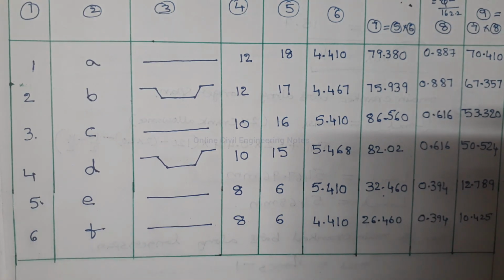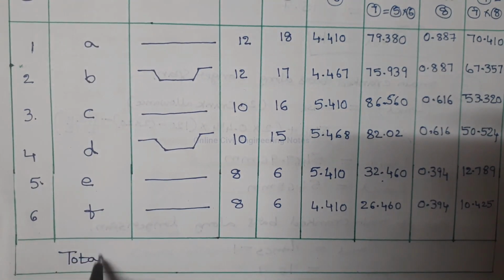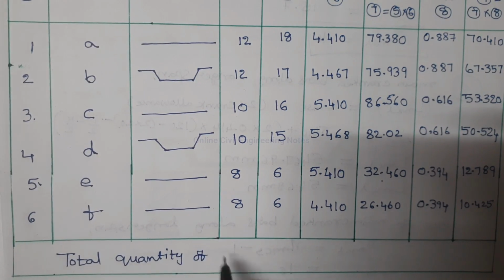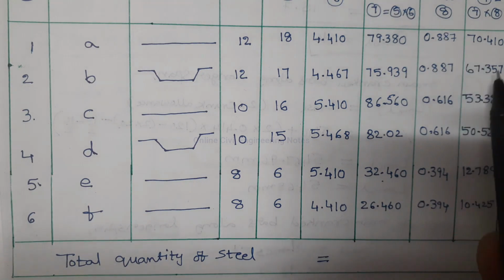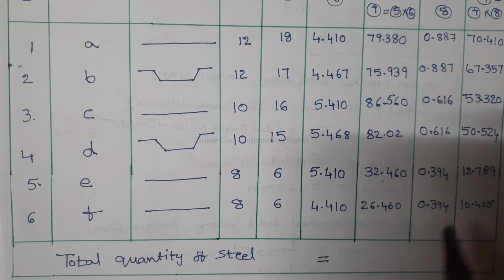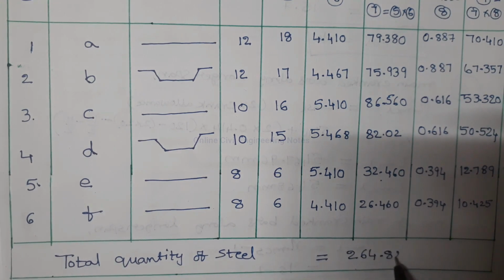10.425 kgs. Therefore, total quantity of steel is equal to 70.41 plus 67.357 plus 53.32 plus 50.524 plus 12.789 plus 10.425. Total 264.825 kgs.